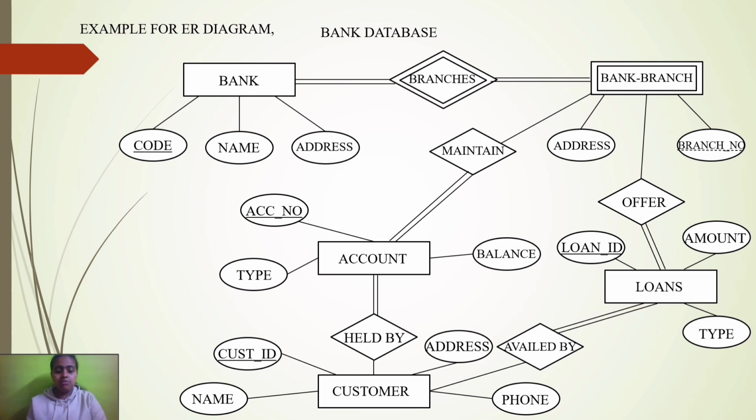Account is held by the customer, where held by is the relationship between the account and customer. The customer has 4 attributes: customer ID, name, address and phone, where customer ID is the primary or key attribute. The bank branch offers loans, where offer is the relationship between bank branch and loan. Loans have 3 attributes: loan ID, amount and type, where loan ID is the key or primary attribute.